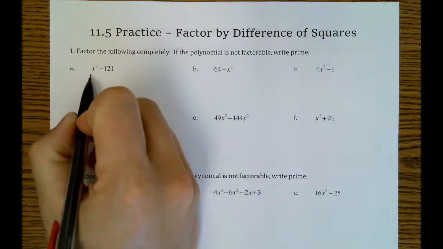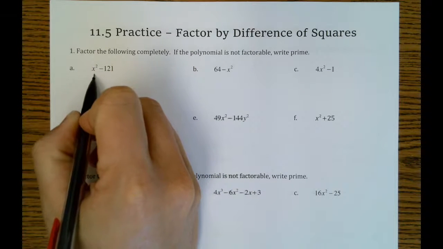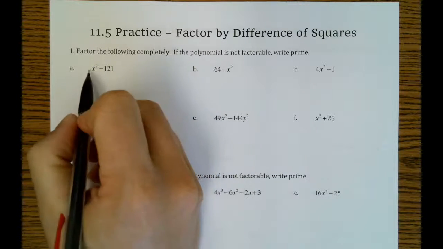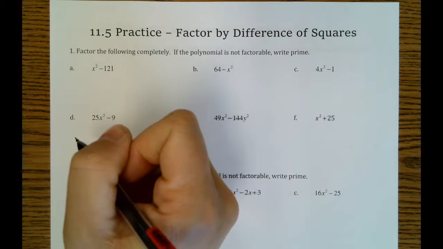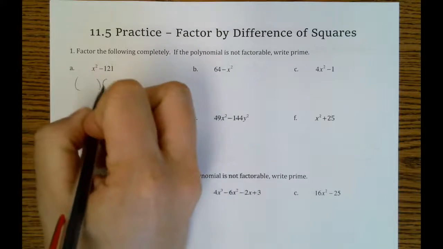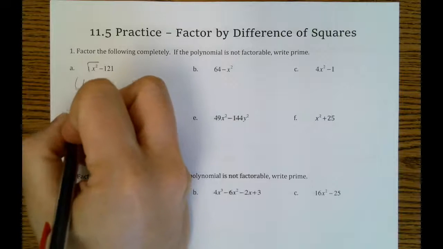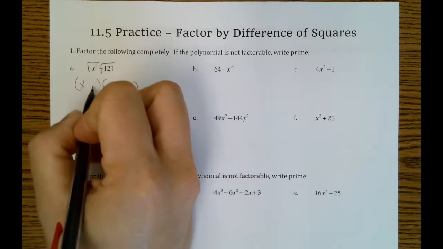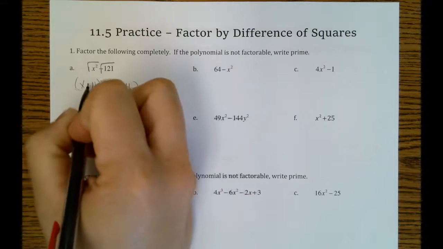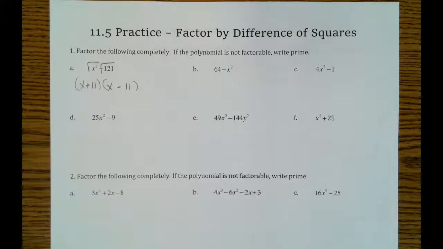Okay, so here on our difference of squares, we check to see: is there subtraction, two terms, and if we were to take the square root, will we have some even square roots? And we will. So this one's good to go. The square root of x squared is x. The square root of 121 is 11. One of them will be positive and one negative.